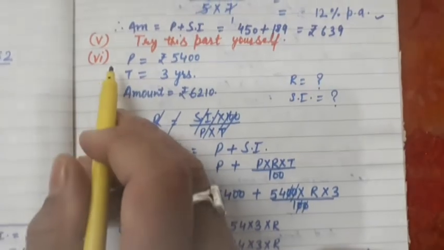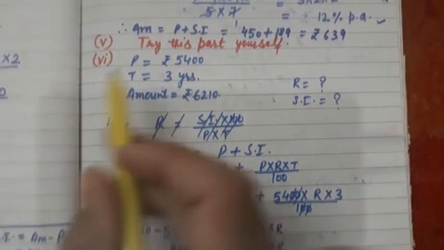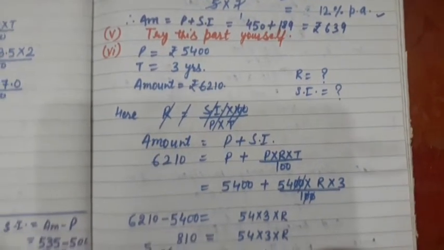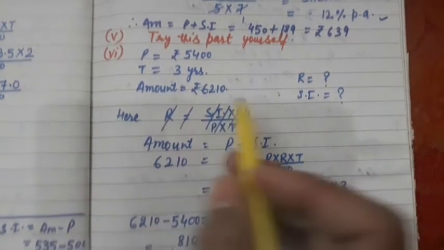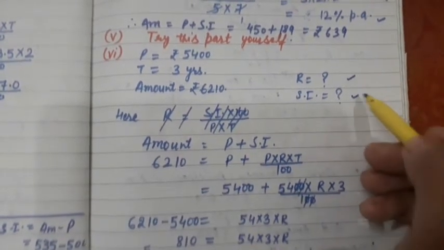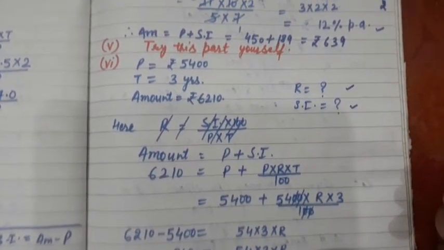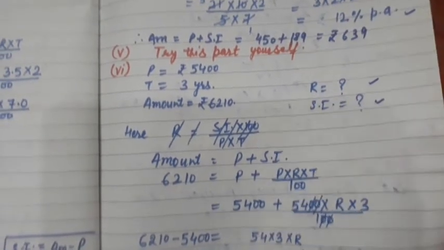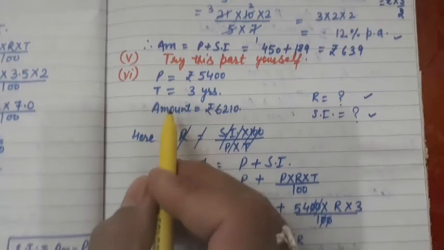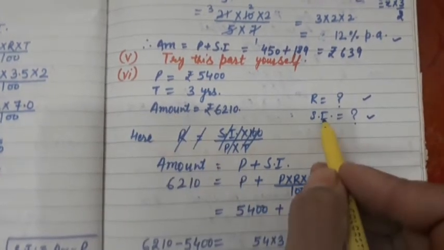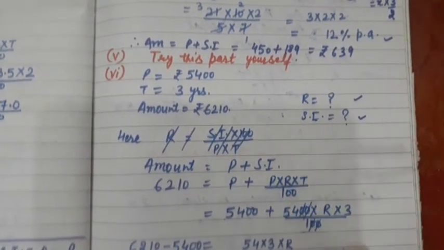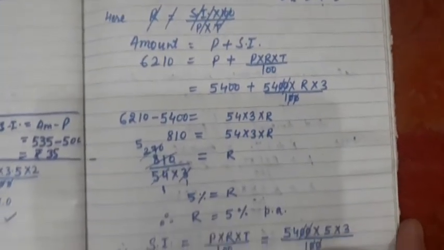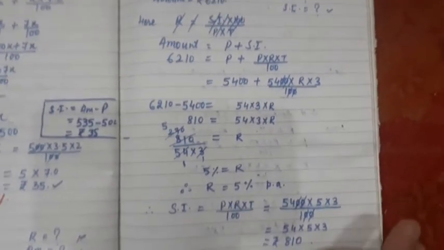The sixth part of this question number 1: principal is given, that is 5400, time is 3 years, and amount is given in this question, and we have to find the rate of interest as well as simple interest. So in this case we can solve this directly, because when principal and amount are given, we can find the SI. SI is amount minus principal. I have done this with the longest method, but here is a small way how we can solve this.